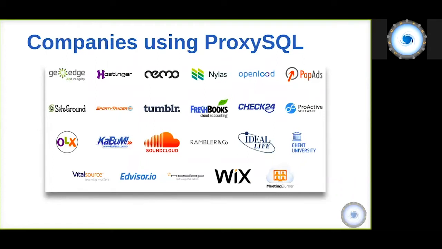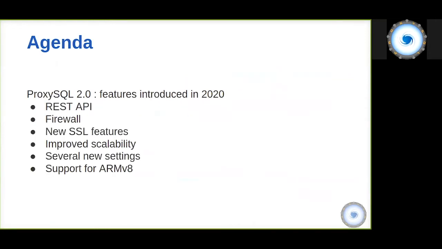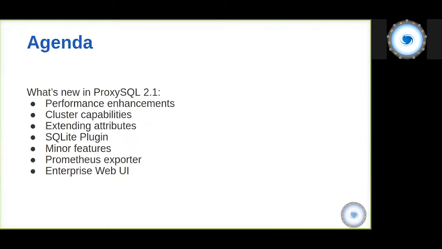So, our agenda. We're going to discuss all the features introduced in 2020 related to ProxySQL 2.0 and also what is new in ProxySQL 2.1, which is going to be released very soon. About 2.0, we're going to discuss the REST API, the firewall, all the new SSL features, improved scalability, a lot of new settings that have been introduced in this major release, and also the support for ARM processors.